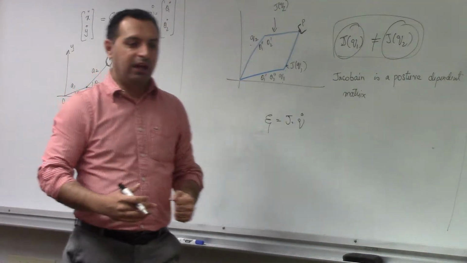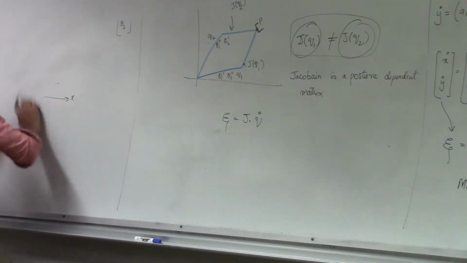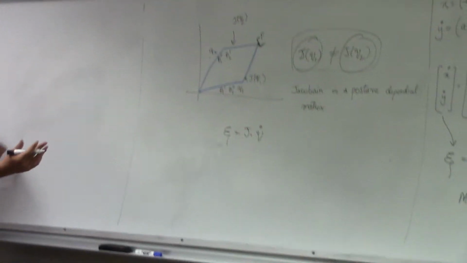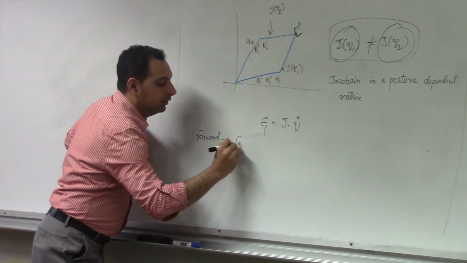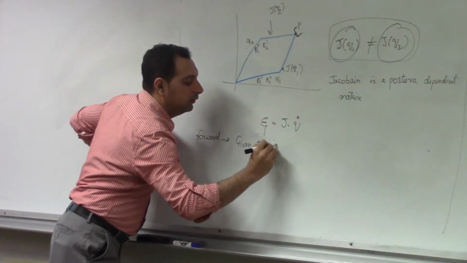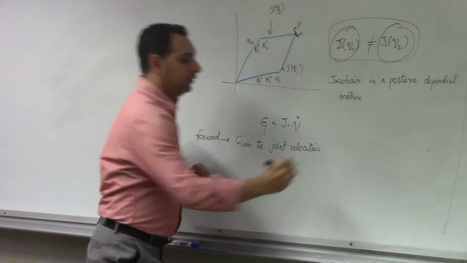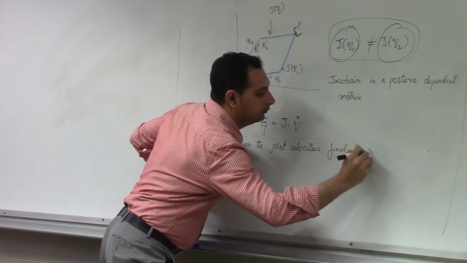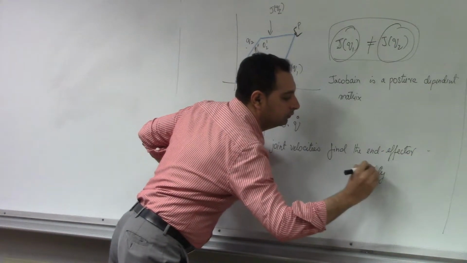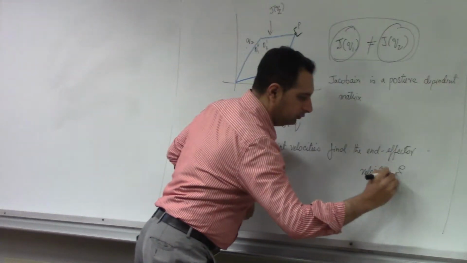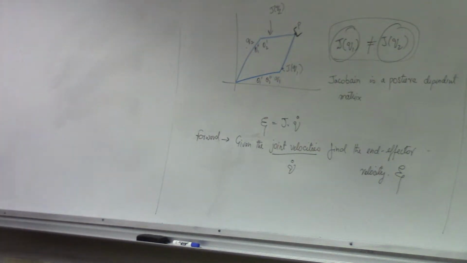Now there can be an inverse problem. I want to move in this direction at a given velocity. What should be my joint velocities? The inverse velocity problem is as follows. The forward problem is this: given the joint velocities, find the end effector velocity, which is eta. Joint velocities is q dot. Okay, this is your forward problem. The inverse problem is like this.